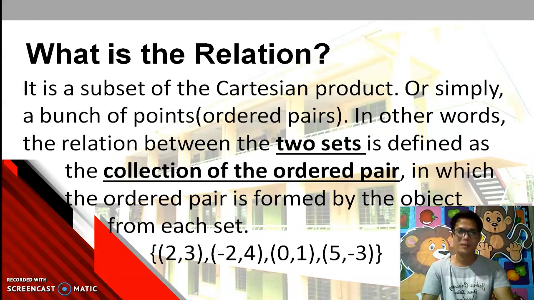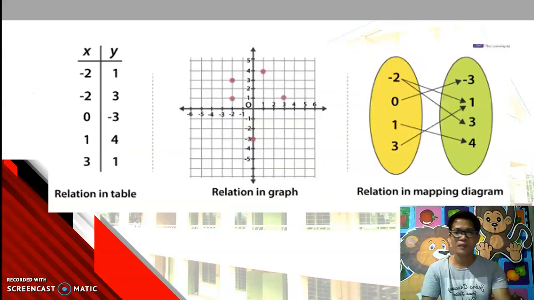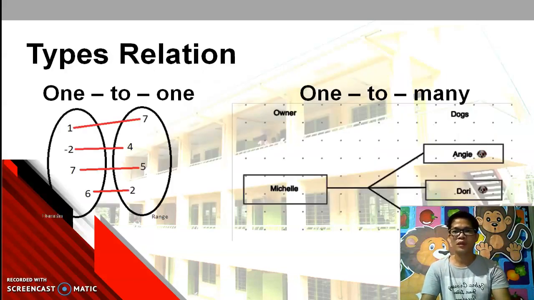To understand more what a relation is, we can show relations in different forms. It can be a relation using a table, a relation in a graph, or a relation in a diagram. We're going to discuss these in the following lessons: relation in table, relation in graph, relation in diagram. For now, we're just going to discuss what a relation is and what a function is. We're just going to differentiate the two.